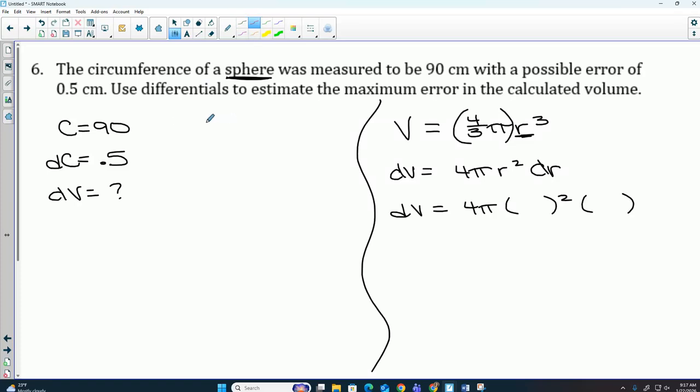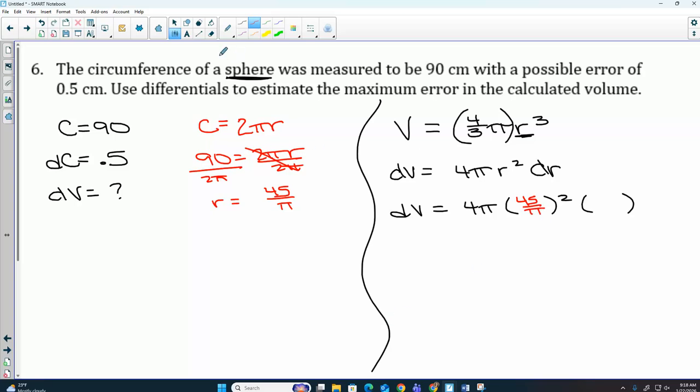We know circumference is the distance around the sphere. How do we get that? That's area. Circumference, the distance around the circle, is just 2 pi r. So if my circumference is 90, divided by 2 pi, the radius is 90 over 2, so 45 over pi. So I know that piece.